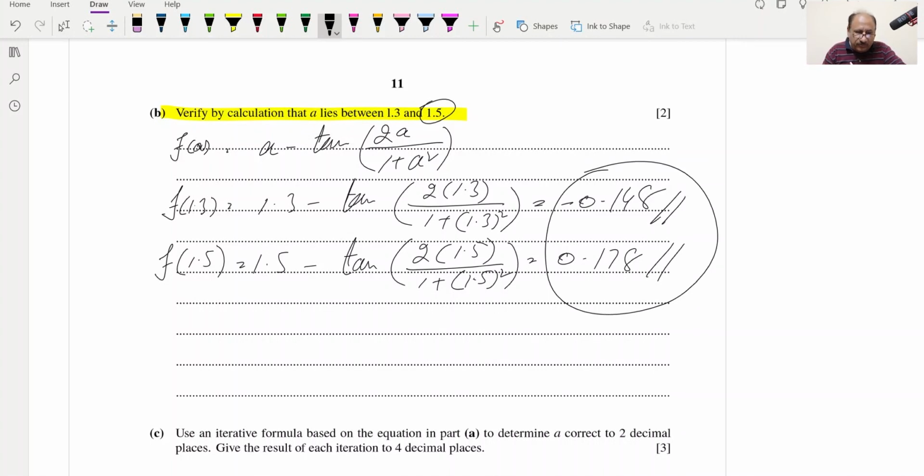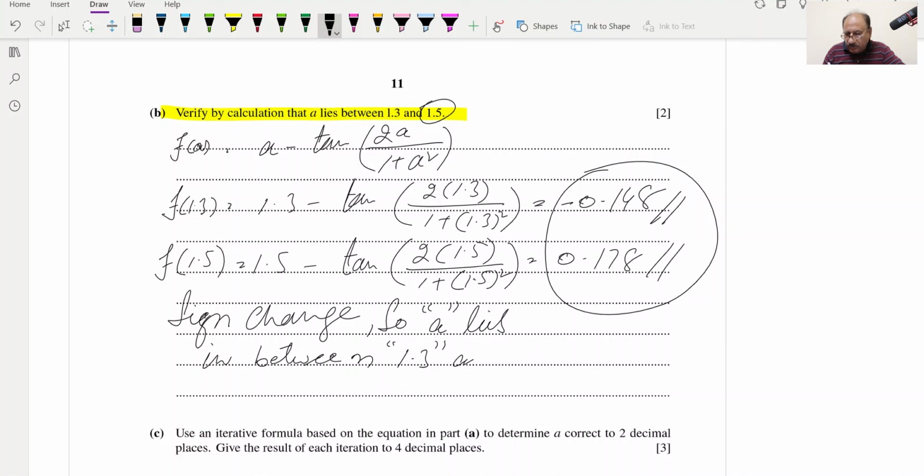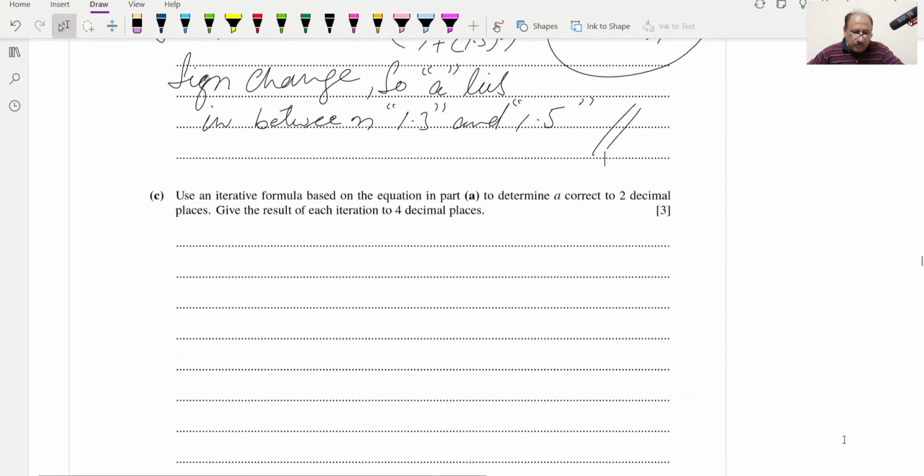So there is a sign change, and so a lies in between 1.3 and 1.5. This is done. Now we can move to the C part.